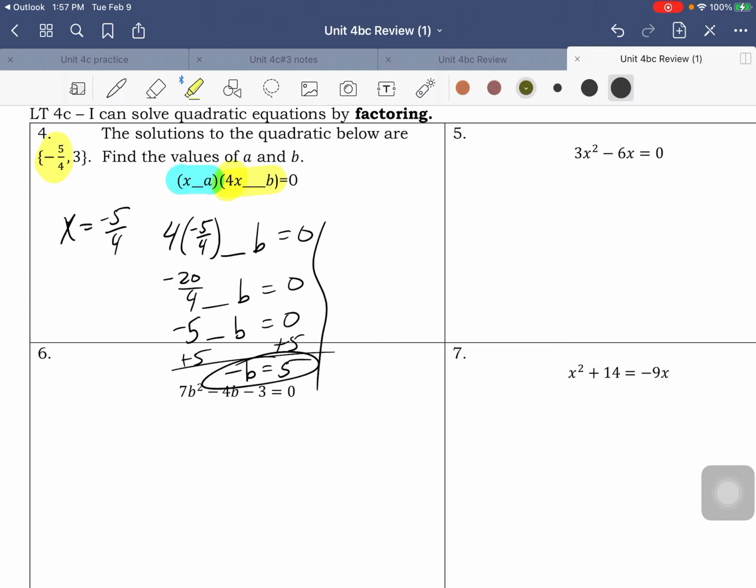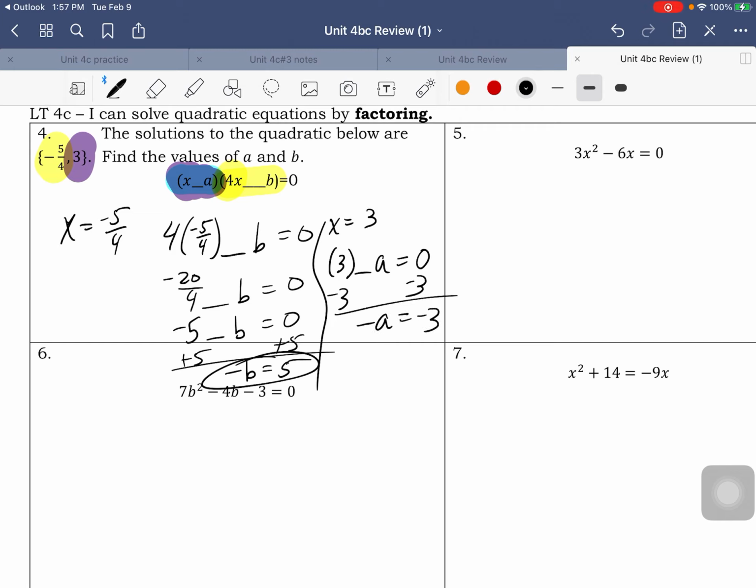And for the same thing, you have 3. It's going to come out of the first factor. So we're going to have x equals 3. You're going to substitute it in for x. So that's what we're saying. When x equals 3, we can substitute it in and subtract 3. And you're going to find that a should equal negative 3. And those are your two solutions there.